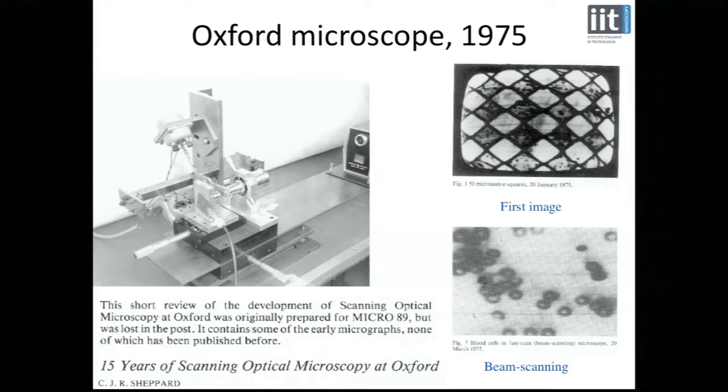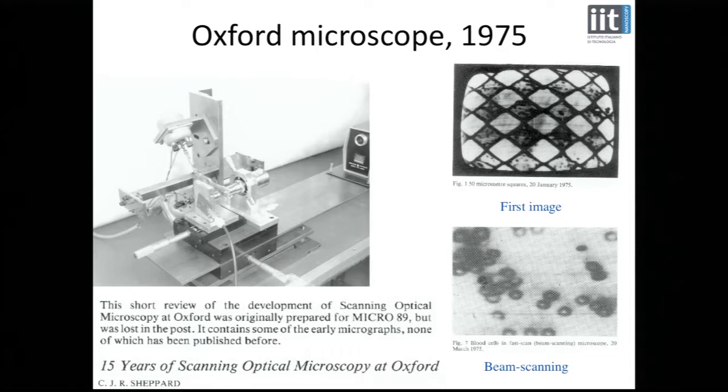To this day, a lot of people still use this stage scanning. It's particularly good if you want to make accurate measurements, because it means that the optical system is completely unchanging as you scan, right? If you use galvo mirrors, you never know what's going to happen. So that was our system.